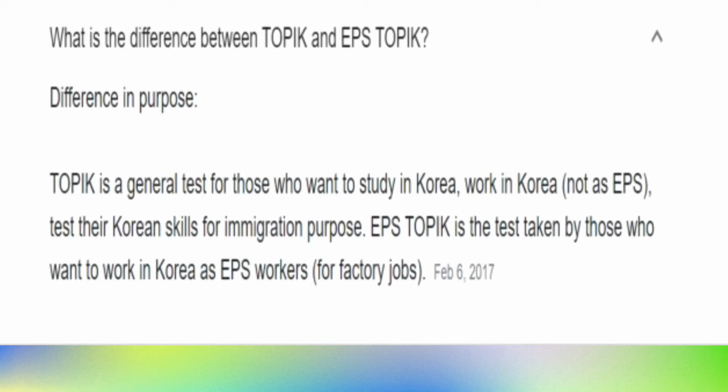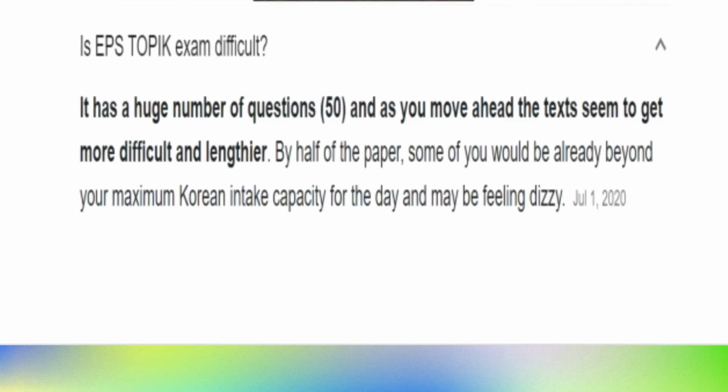Okay, so EPS topic is the test taken by those who want to work in Korea. So ito yun kayo guys na gusto mag-work dito sa Korea. First is maipasa nyo po talaga yung EPS topic. Okay? So good luck. Continue lang sa pag-aaral ng Korean.